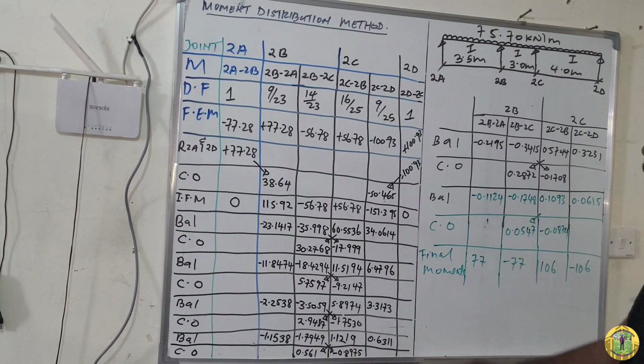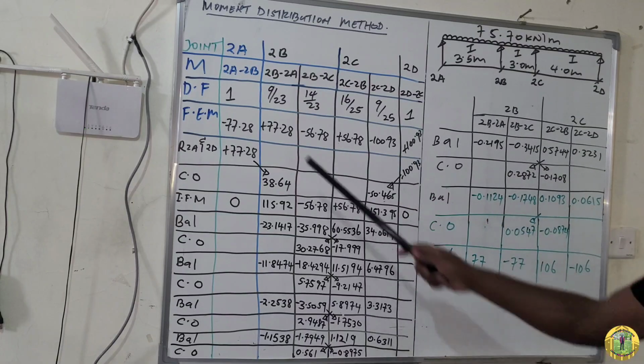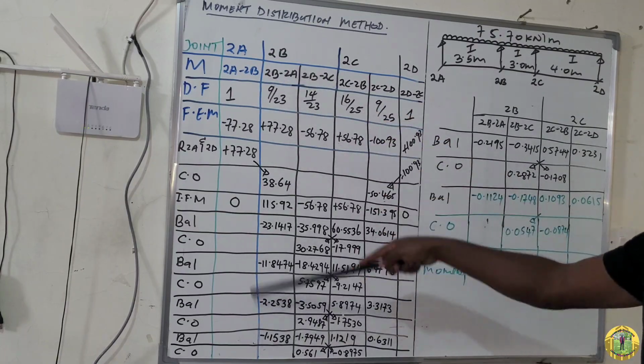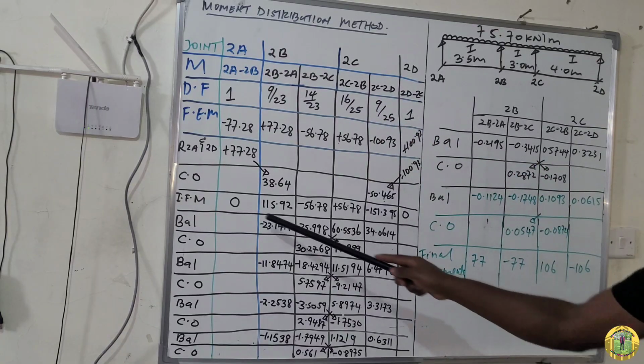You will repeat the procedure. You repeat the procedure until you arrive on a carryover which has a value of 0.0. You have to reach a point where carryover is 0.0 something, and then from there, you can have your final moment. So this is the continuation of this table, but I have skipped the column for 2A and the column for 2D because their moments are 0.